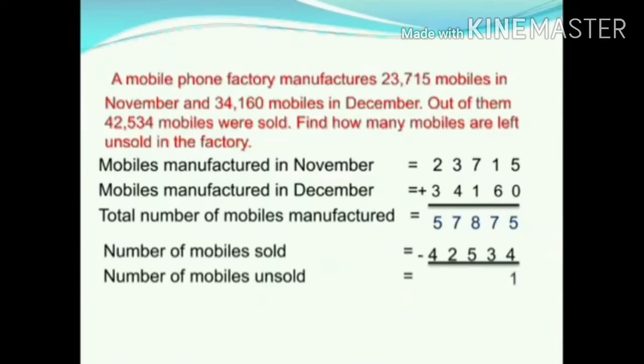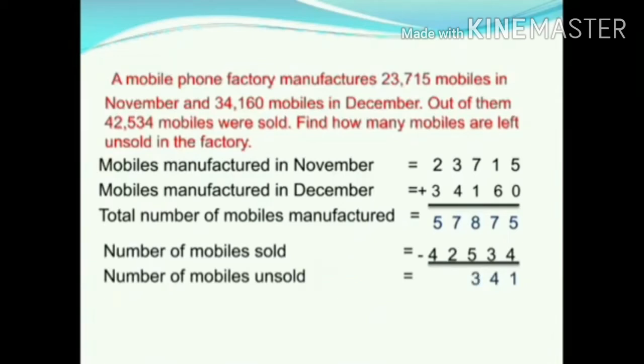Next we should subtract tens place digits. They are 7 and 3. 7 minus 3 is equal to 4. Write 4 in tens place. Next we should subtract hundreds place digits. They are 8 and 5. 8 minus 5 is equal to 3. Write 3 in hundreds place.